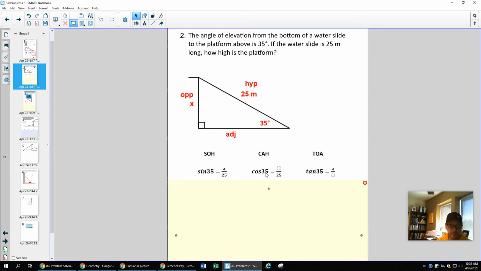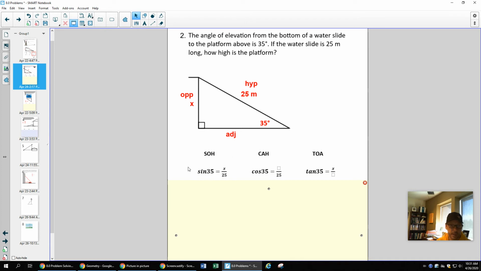Cos of 35 is adjacent. I've got nothing for adjacent this time. I've got no letters on here. I could have put letters in, so I just left it as a blank, as an empty square, and my hypotenuse is 25. And then for tangent of 35, opposite over adjacent, I got X over nothing, X over a blank. So again, when I'm looking at solving my problem now, I recognize that I don't actually need to deal with cosine and tangent.